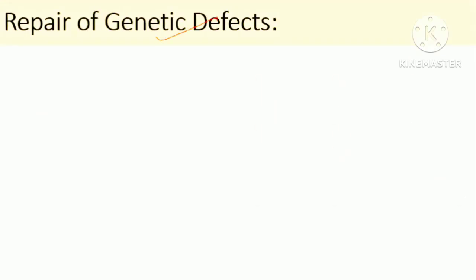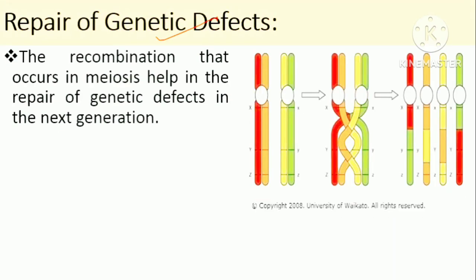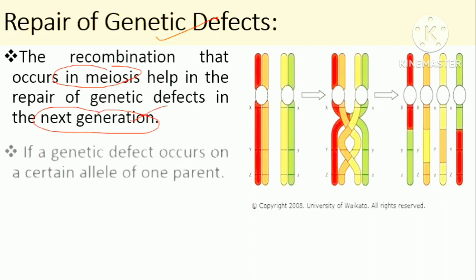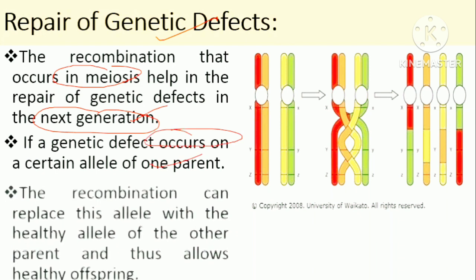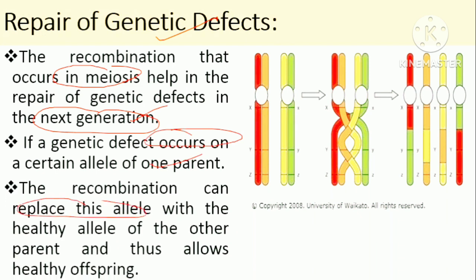Next, repair of genetic defects. The recombination that occurs in meiosis helps in the repair of genetic defects in the next generation. Some genetic defects are repaired by this recombination. If a genetic defect occurs on a certain allele of one parent, that diseased allele can be replaced with the healthy allele of the other parent, and thus allows a healthy offspring. So there are chances to repair the genetic defects during crossing over.